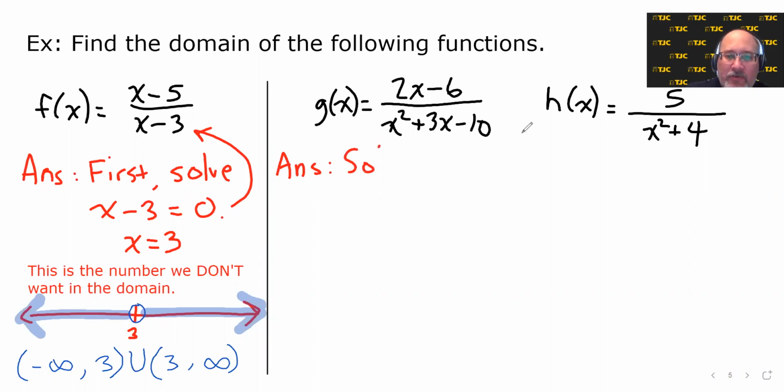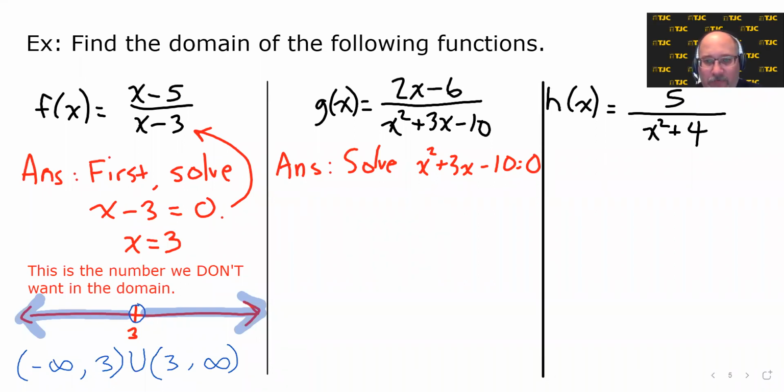So we need to solve x squared plus 3x minus 10 is equal to 0 so that we can locate the numbers that we want to exclude from the domain. I'm going to go ahead and draw a line separating the second and third examples, because I can tell I'm going to run over into the next problem's territory if I'm not careful. All right, so we have to solve this quadratic equation, and it's been a while since we've talked about quadratic equations. You can use the quadratic formula, or you can use factoring.